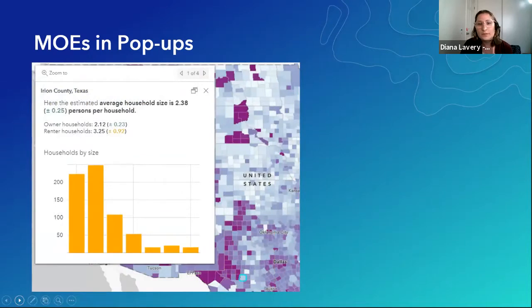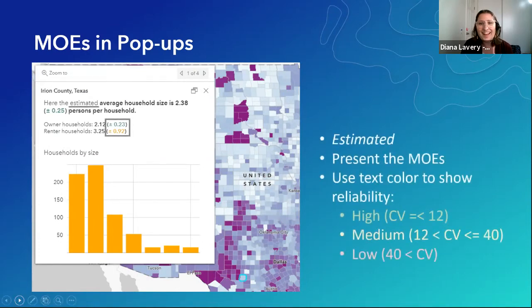Taking that a little bit further, here we've also got a pop-up for a county in Texas where we're stating the MOE, and at Esri we often talk about reliability in terms of 3 flavors: high, medium, and low. And so we can use colors, just red light, green light colors, to match that in terms of the color of the text, which is what we've done here.